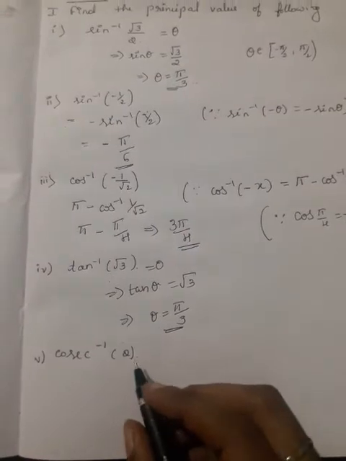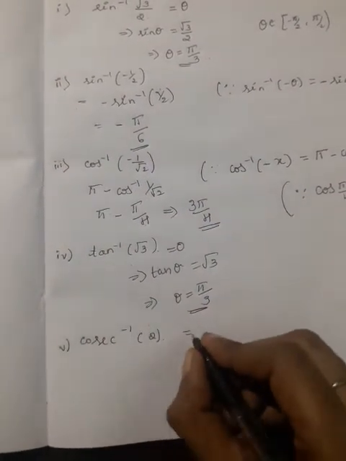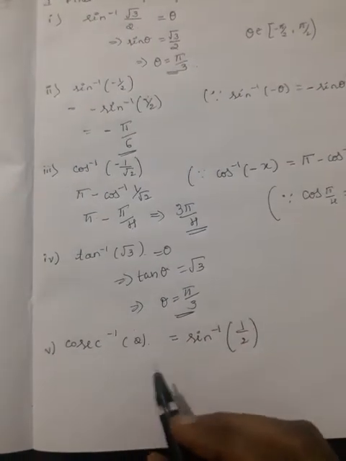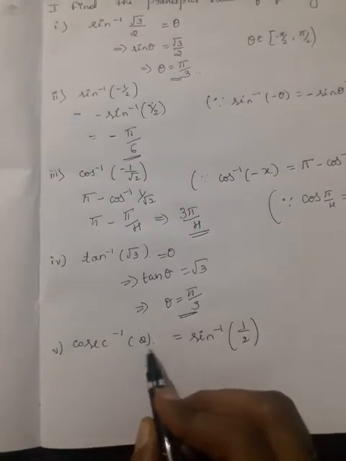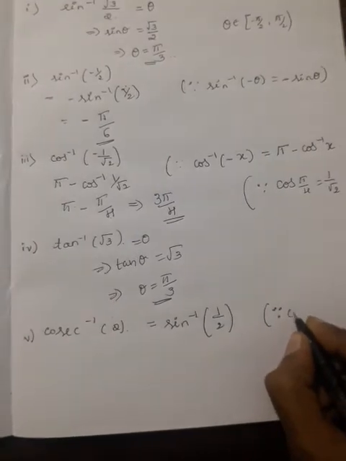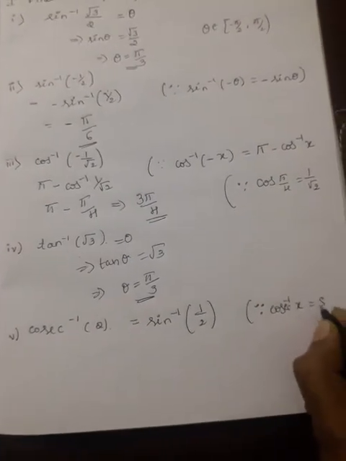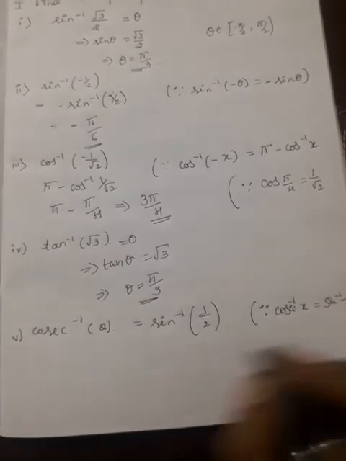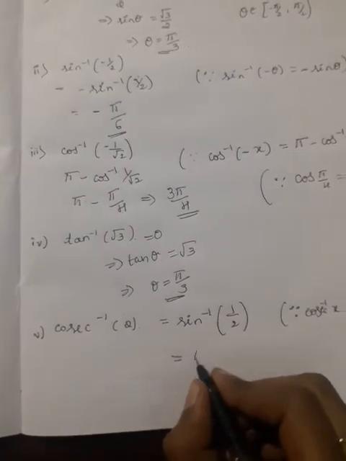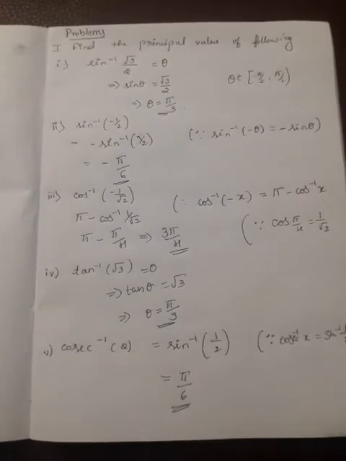The next is cosecant inverse of 2. Cosecant is 1 by sine. Cosecant inverse of 2 is equal to sine inverse of 1 by 2. Which property is this? Cosecant inverse of x is equal to sine inverse of 1 by x. Sine inverse of 1 by 2 is 30 degrees, that is equal to pi by 6. Understood?